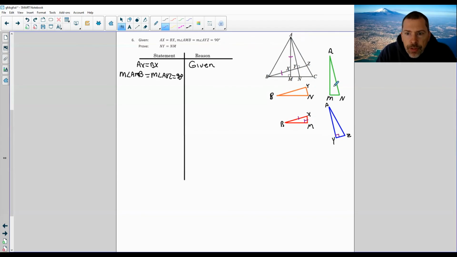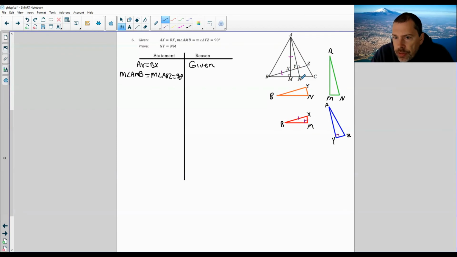Okay, so there's our diagram labeled up with all of our givens. They labeled that for us, and then we labeled this. Got to prove NY equals NM. Okay, so now that we've got the givens done, what can we do? Just trying to look at the diagram and find something.